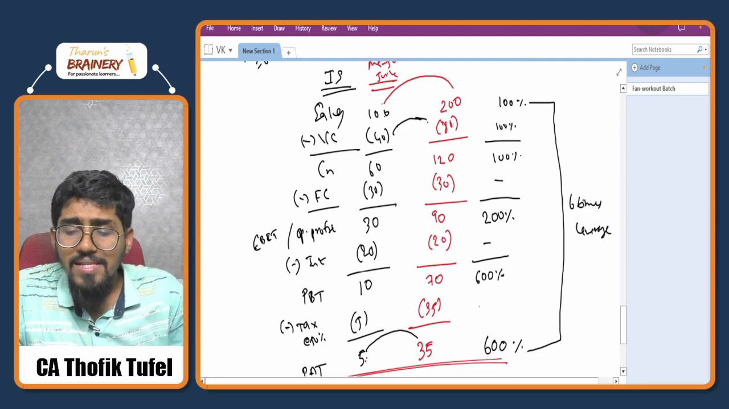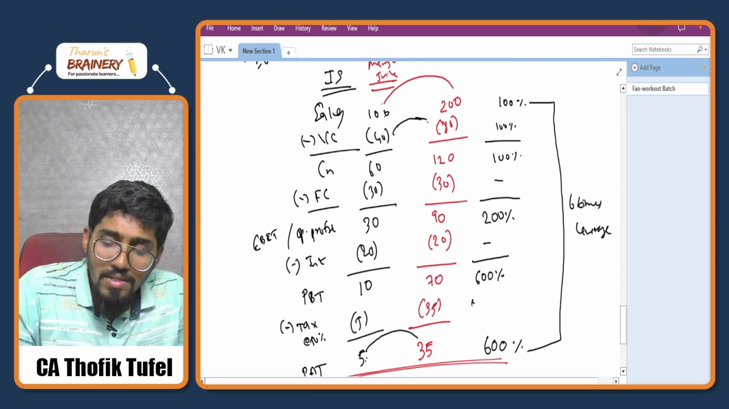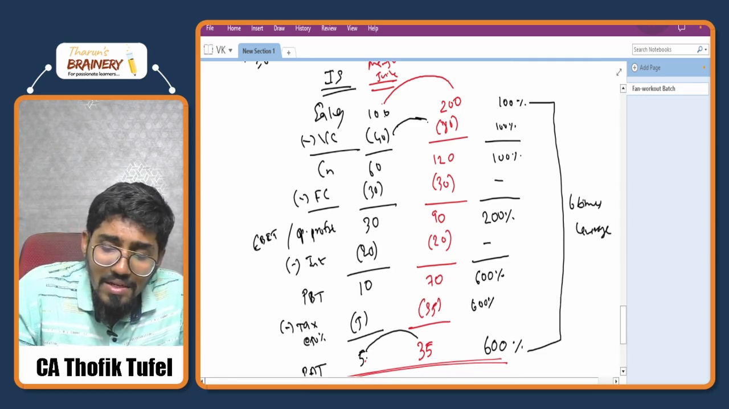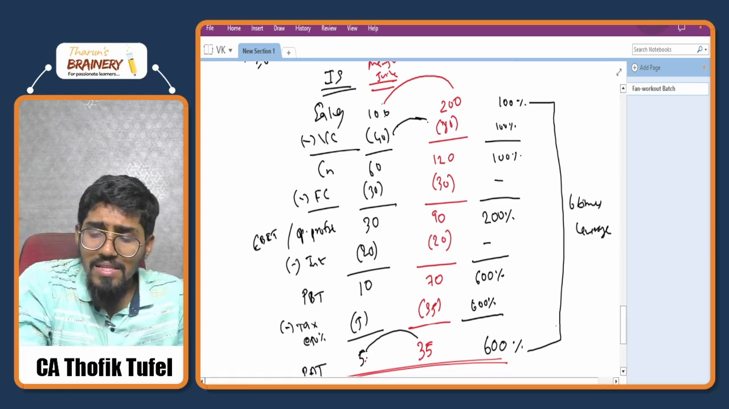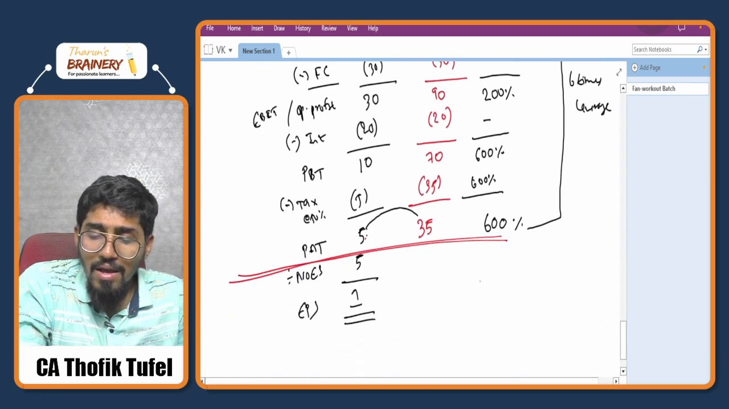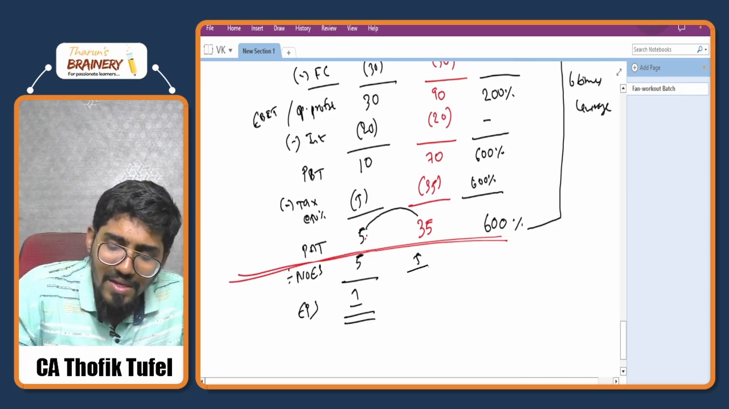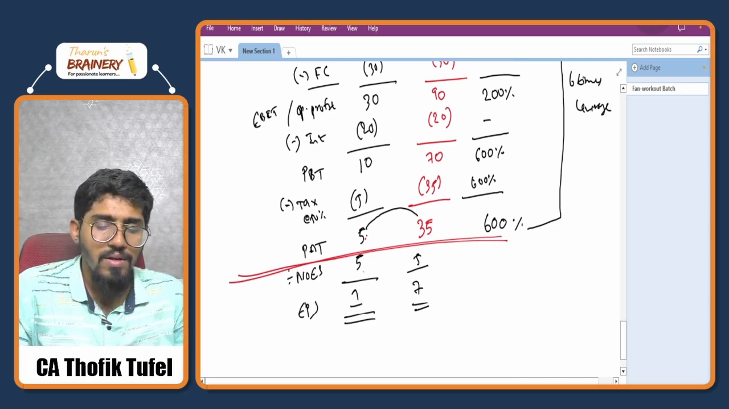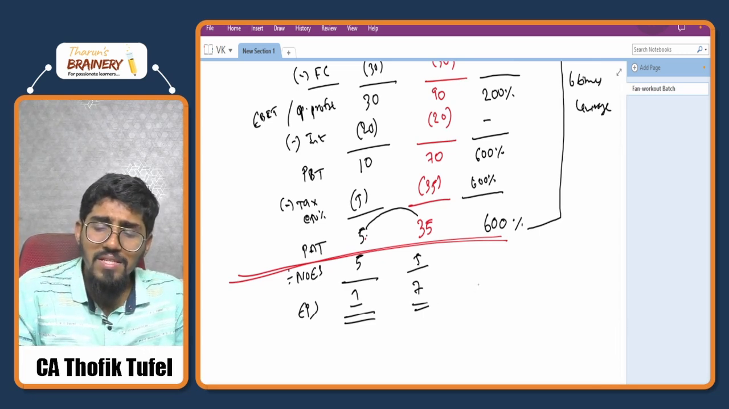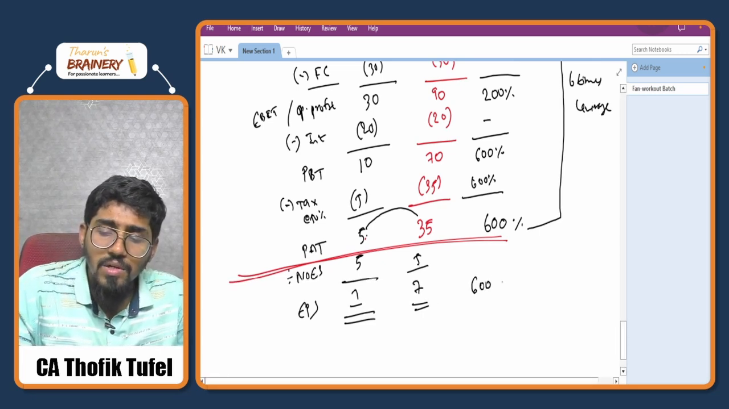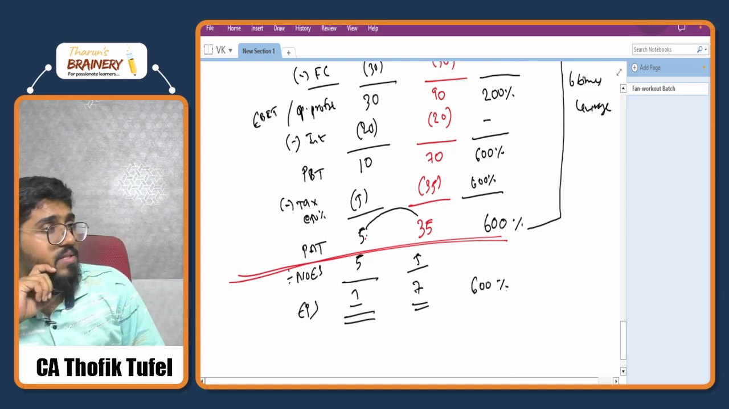What is the increase in tax? 5 rupees becoming 35 rupees. 600 percentage increase in tax, and my PAT is increasing by 600 percentage. How much percentage is my EPS increasing? This is 1, and it is becoming 7. The number of equity shares will not change. So what percentage increase is EPS? 600, because 1 is becoming 7, so a 600 percentage increase is there.